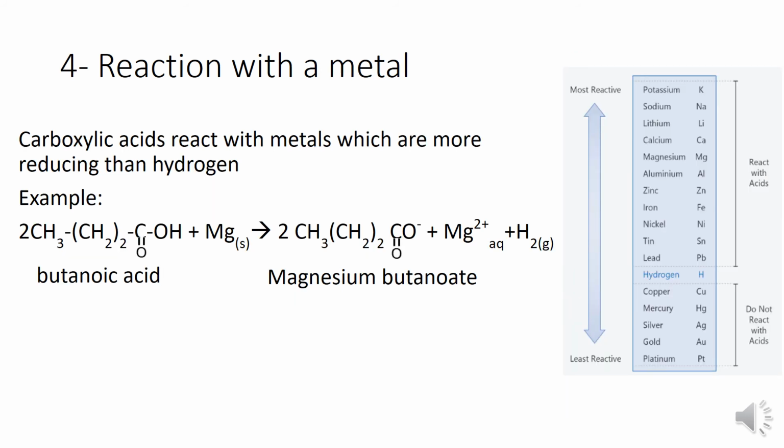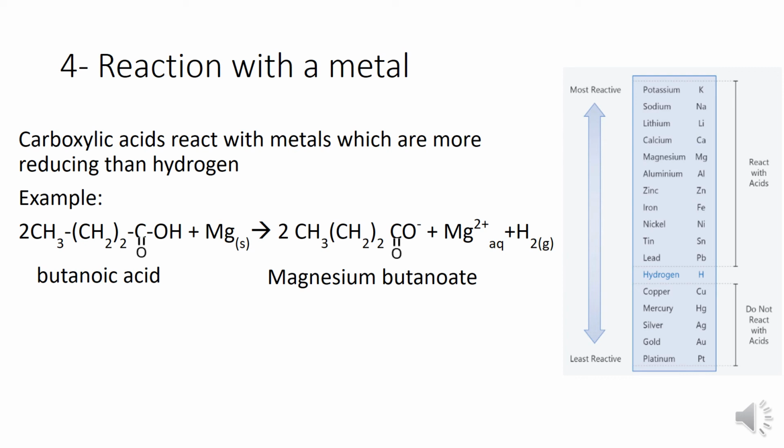The fourth reaction is carboxylic acid with a metal. Let us recall together the reactivity of metals with acids. Here you have the table. We have the metals that react with acids, they are more reducing than hydrogen, and the metals that do not react with acids, they are less reducing than hydrogen. So carboxylic acids react with metals which are more reducing than hydrogen.